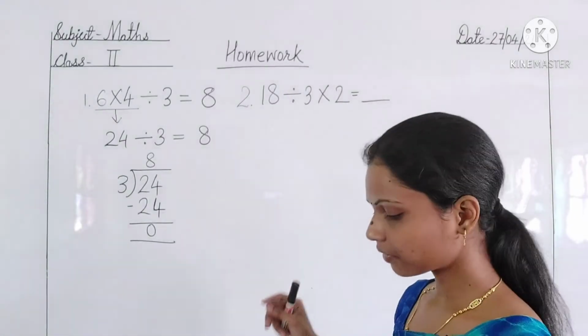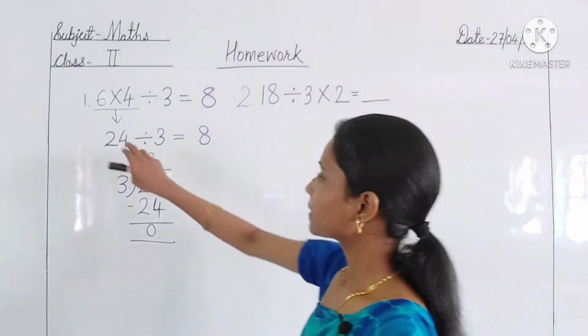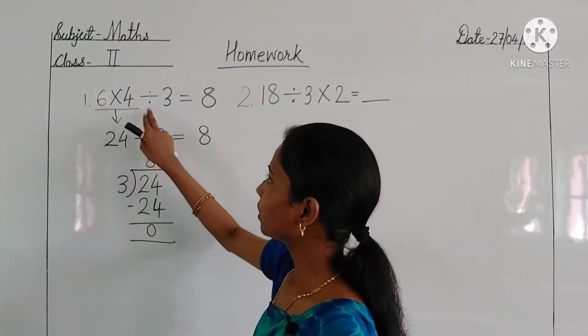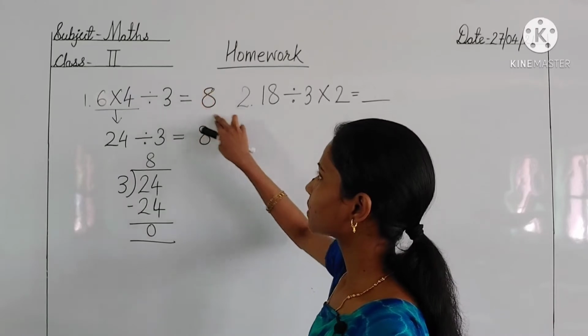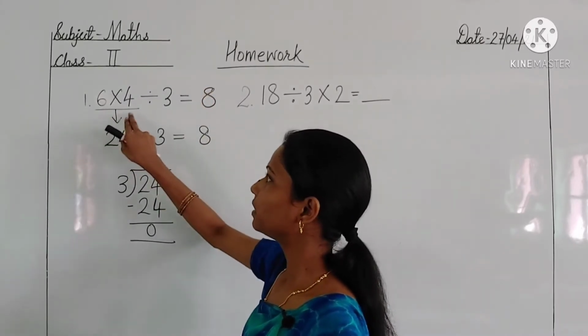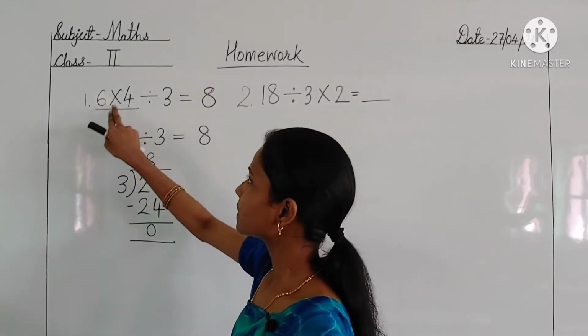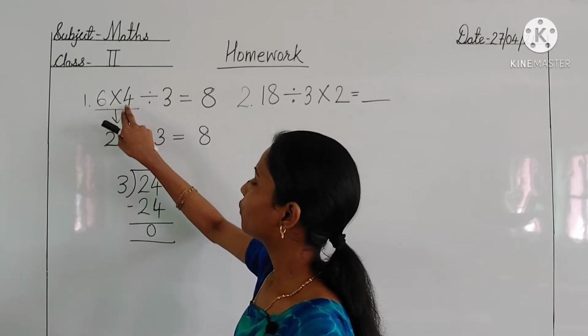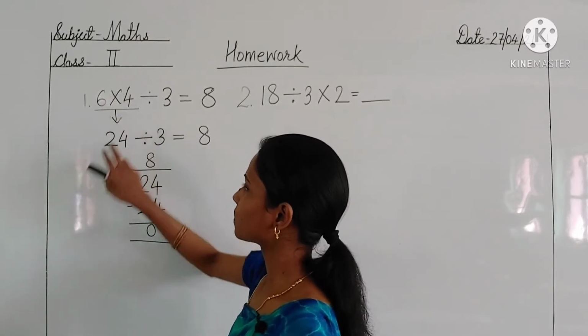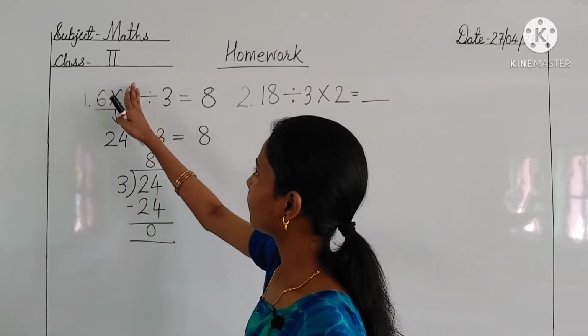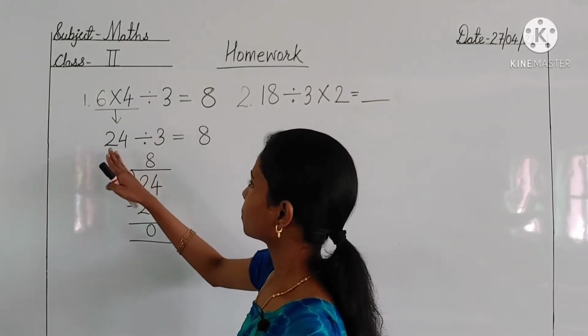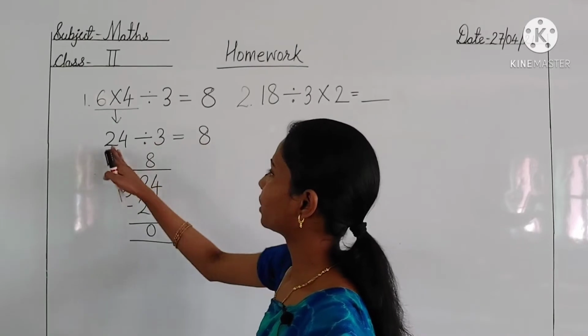Okay, the question I have written, it is given in your book. 6 into 4 divided by 3. The answer is 8. So how did they get the answer 8? First we will multiply 6 into 4. How much? 6 4s are 24. So again we will write down the question, 24 divided by 3. So 3 8s are 24.